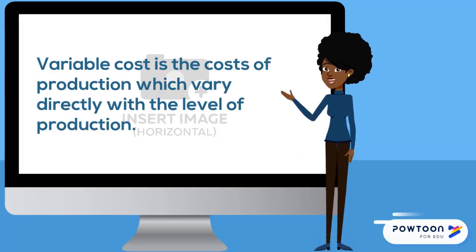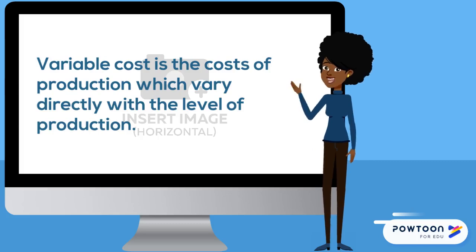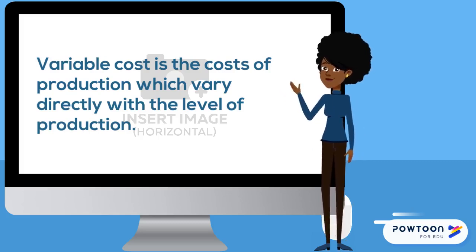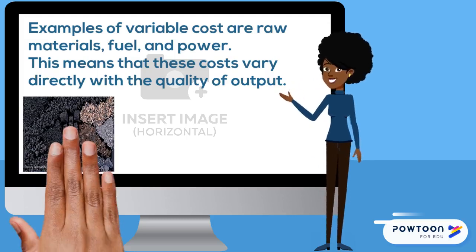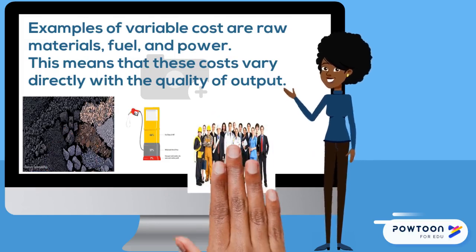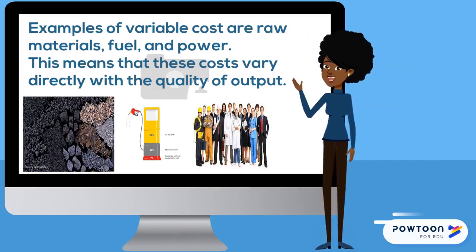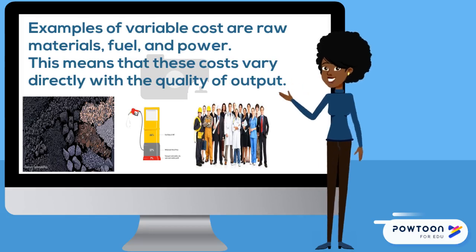Now let's discuss variable cost. Variable cost is the cost of production which varies directly with the level of production. Examples of variable cost are raw materials, fuel, and power. This means that these costs vary directly with the quantity of output.